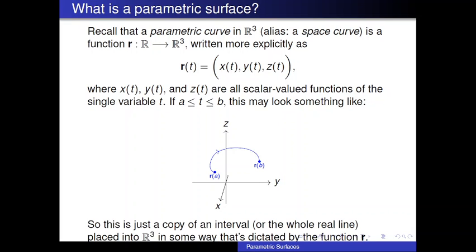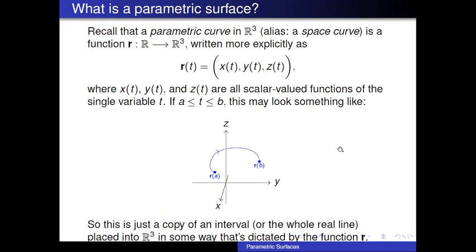And so really we can think of this as maybe a copy of an interval from the real line, or maybe the whole real line itself, that's just been thrown into space in some way that is dictated by the function little r, right? So we've just situated it in there in some funny way, according to how our function r says that things have to sit down in terms of x of t, y of t, and z of t.